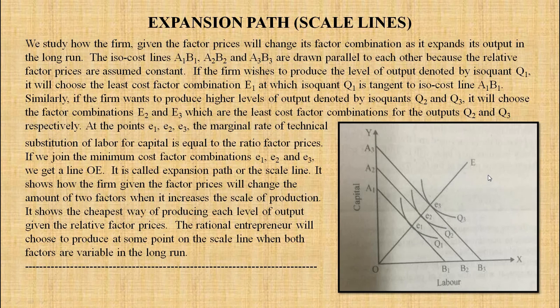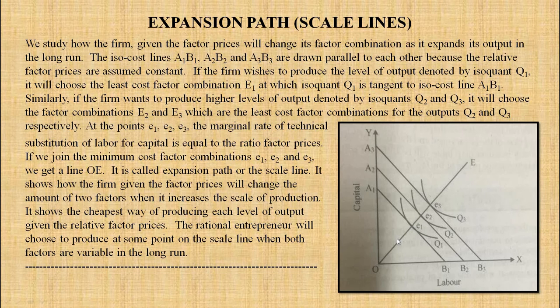It shows how the firm, given the factor prices, will change the amount of factor when it increases the scale of production. It shows the cheapest way of producing each level of output given the relative factor prices. The rational entrepreneur will choose to produce at some point on the scale line when both the factors are variable in the long run. So this is what is about the expansion path.